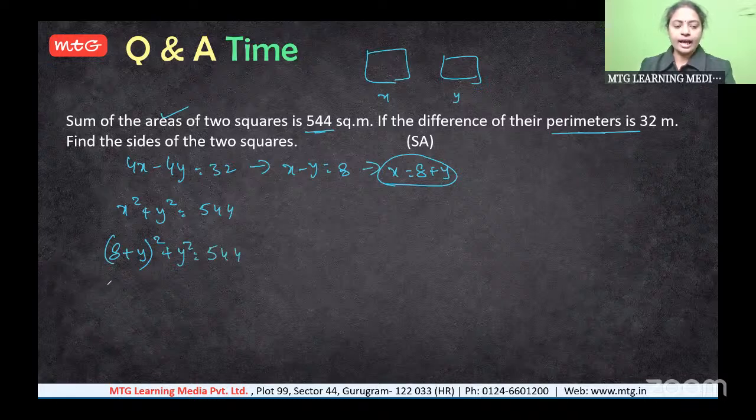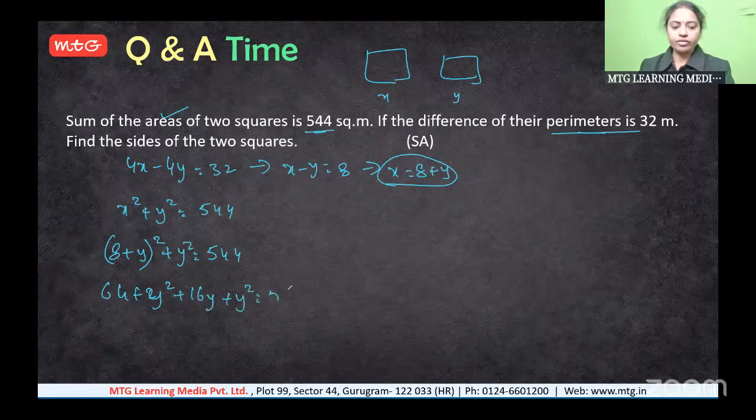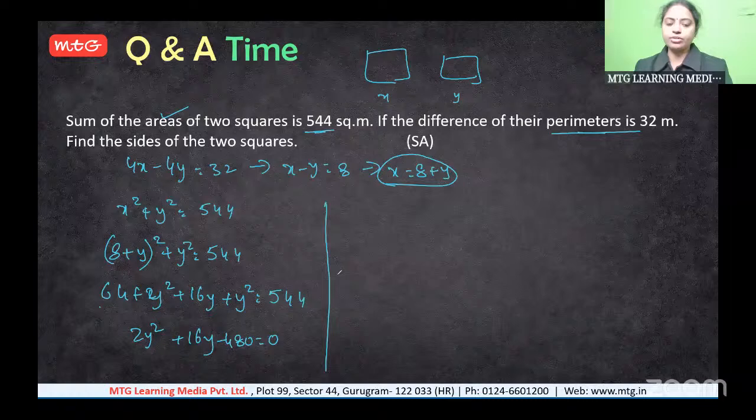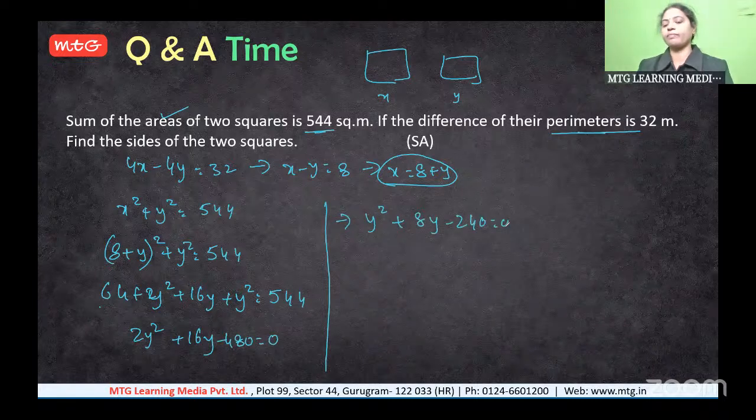Now when I solve this, I get 64 plus y square plus 16y plus y square is equal to 544. Now when I solve this, I will get 2y square plus 16y. 64 and 544 I have, so if I subtract it, I will get minus 480 as the constant part. But you can see all the terms are even terms. So I'll take 2 common, and this becomes y square plus 8y minus 240 is equal to 0. Now I have to solve this. How will I solve this? I have minus 240 and I have to factorize it.